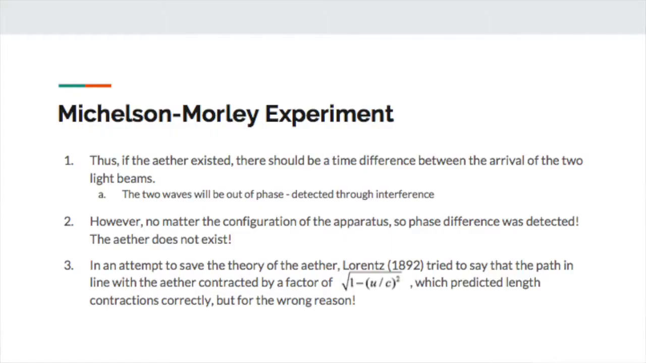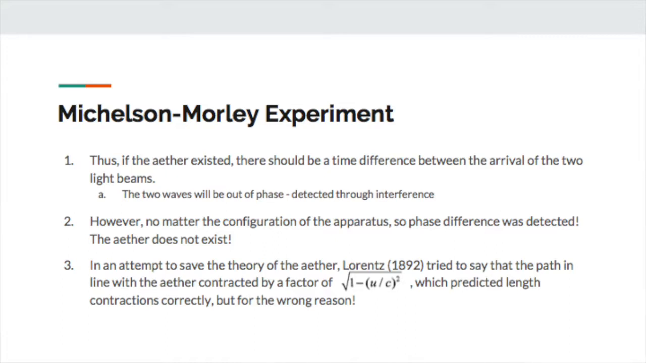However, a lot of physicists still were not very comfortable with this idea of no ether, and so a famous physicist by the name of Lorentz actually tried to say something in order to save the idea of the ether: that the path that was in line with the motion of the ether had contracted its length by a factor of the square root of 1 minus u squared over c squared. That would actually change the two times so that they would equal each other, and the light beams would come in phase.